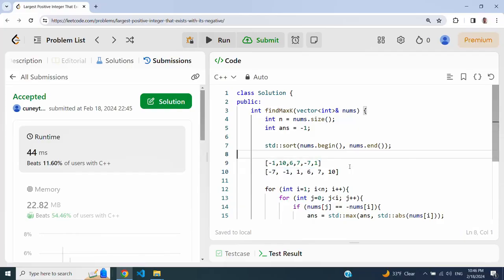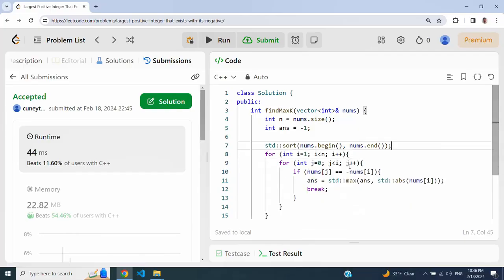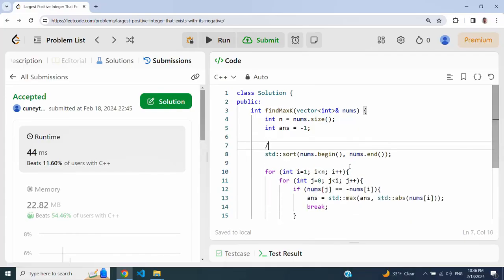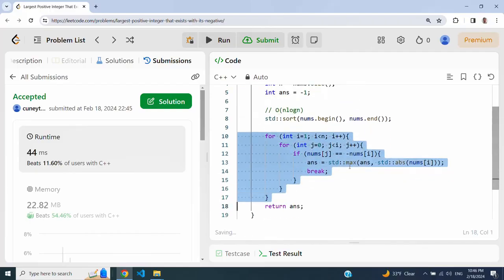So it's again a sort and process algorithm. We already sorted it, and this is again n log n. And now I'm doing the two-pointer approach.